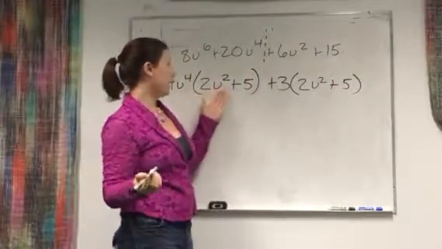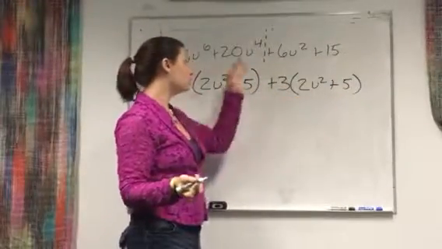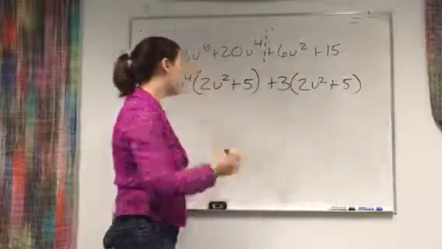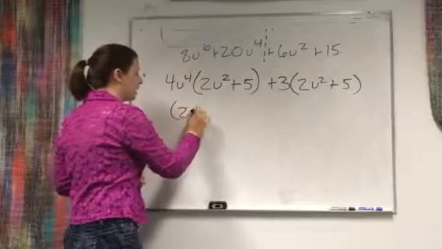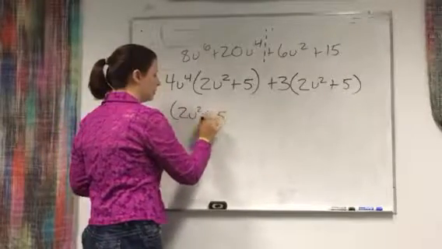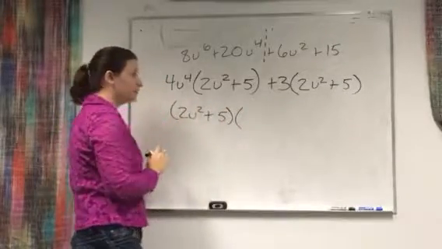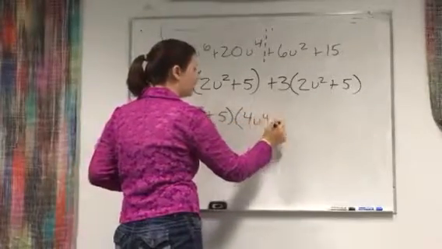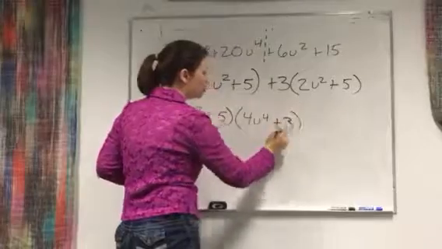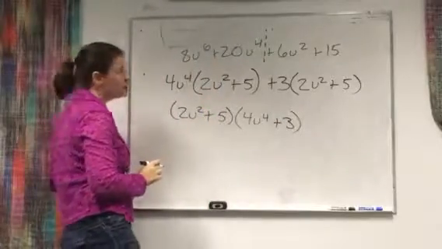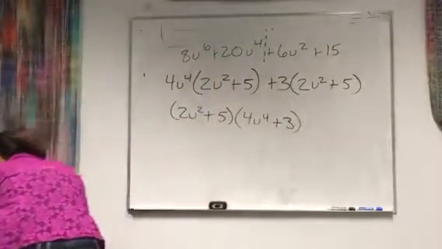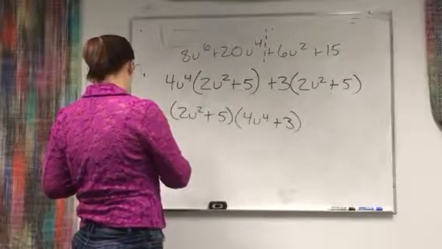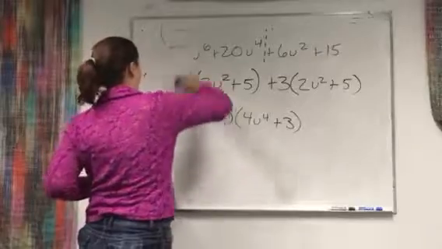Oh, well, actually it worked again, right? Right down the middle worked. 2u squared plus 5, 2u squared plus 5. We can just pull that out again. And what we have left from each term is 4u to the 4th and plus 3. Okay, so that's another grouping. Let's see then. One more example of this method.